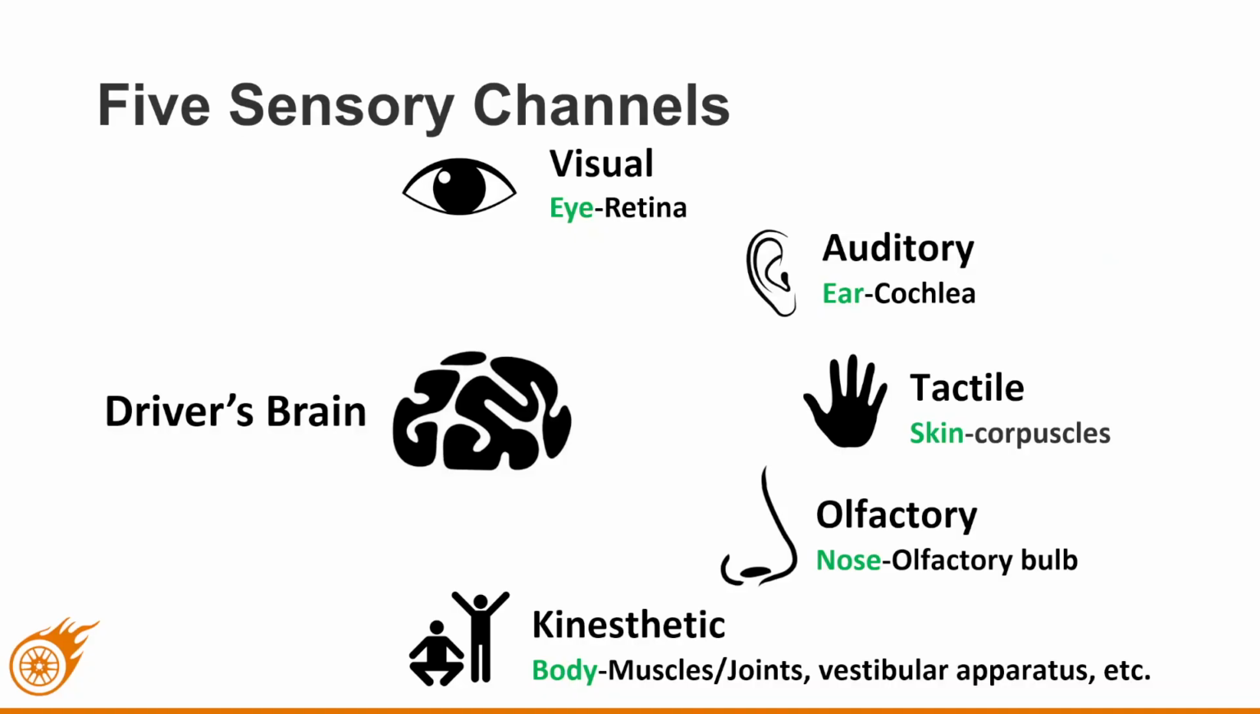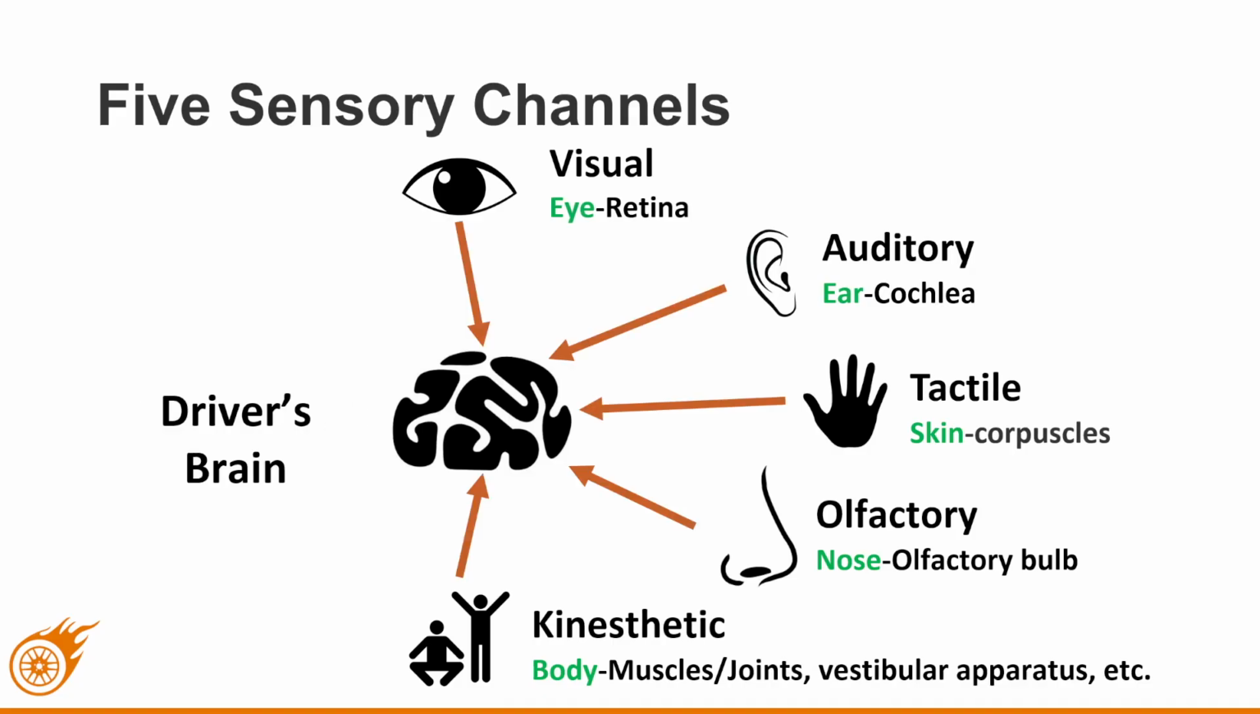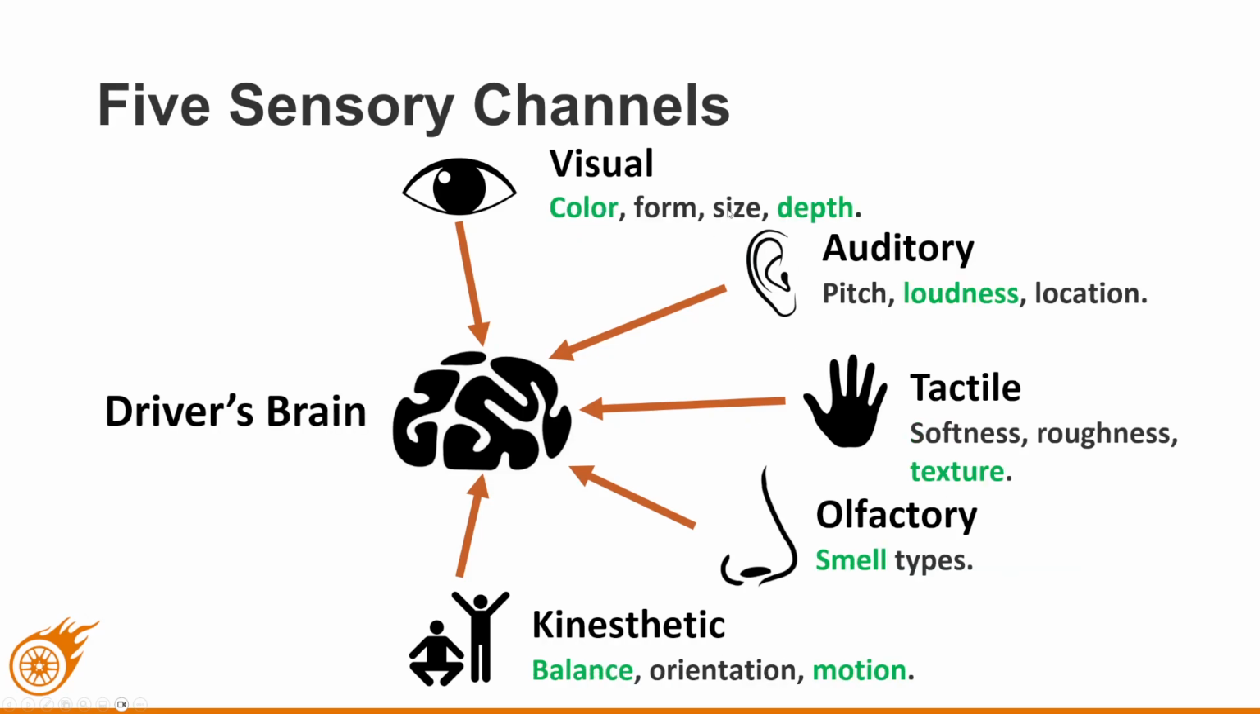Overall, we have these five sensory channels, and each of them gives the driver's brain info. Each tells the driver something different about their environment, car, and track. These are the receptors for each of them, and this is what each of those receptors tells the driver.